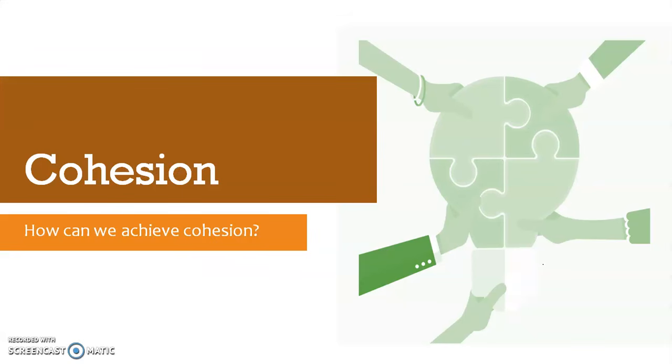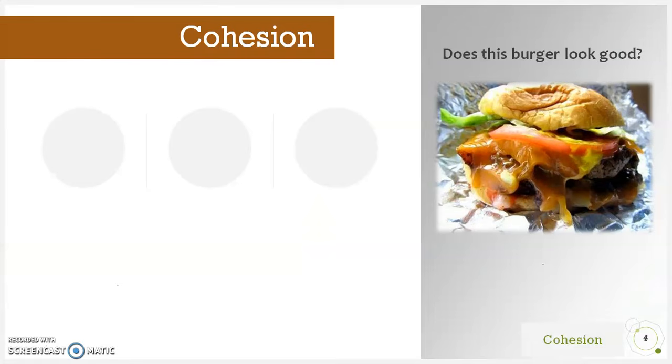What is cohesion and how can we achieve it in a paragraph? Earlier we had talked about burgers. Would you eat such a burger? Does it look good to you? I guess not. Why? Because this burger looks very messy. Its ingredients, that is, supporting details, are totally unorganized and they don't look tied together well.